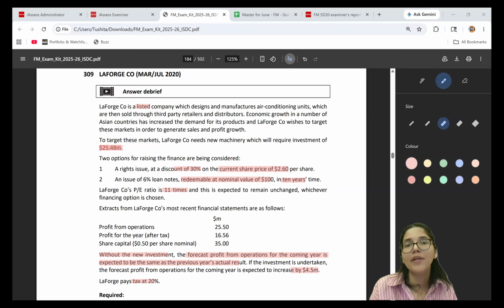So Laforge company, they have been consistently paying out these dividends for a period of years. So now if they switch to a lower dividend or zero dividend, then it is going to make some of the shareholders unhappy. And if they are owning a large proportion of the company, if they sell their shares, it will again create a real problem for the Laforge company.